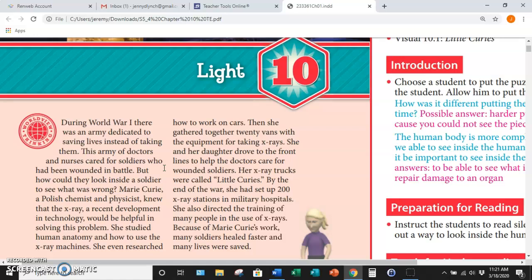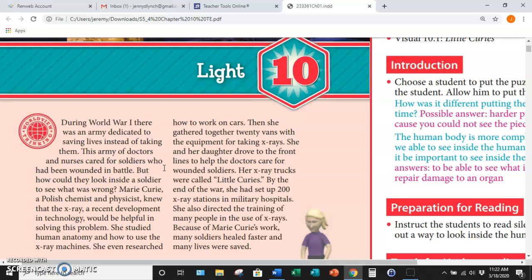During World War I, there was an army dedicated to saving lives instead of taking them. This army of doctors and nurses cared for soldiers who had been wounded in battle. But how could they look inside a soldier to see what was wrong? Marie Curie, a Polish chemist and physicist, knew that the X-ray, a recent development in technology, would be helpful in solving this problem. She studied human anatomy and how to use the X-ray machines. She even researched how to work on cars.